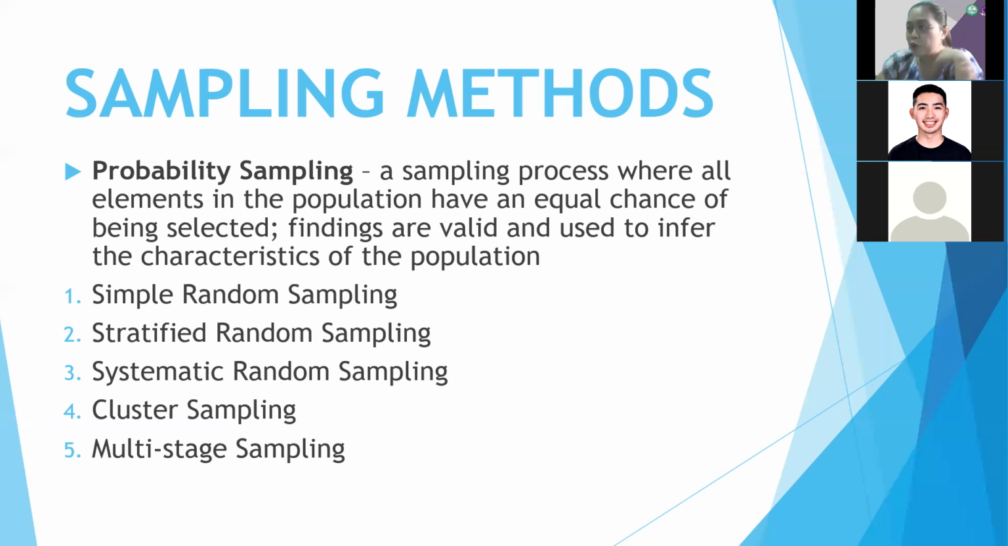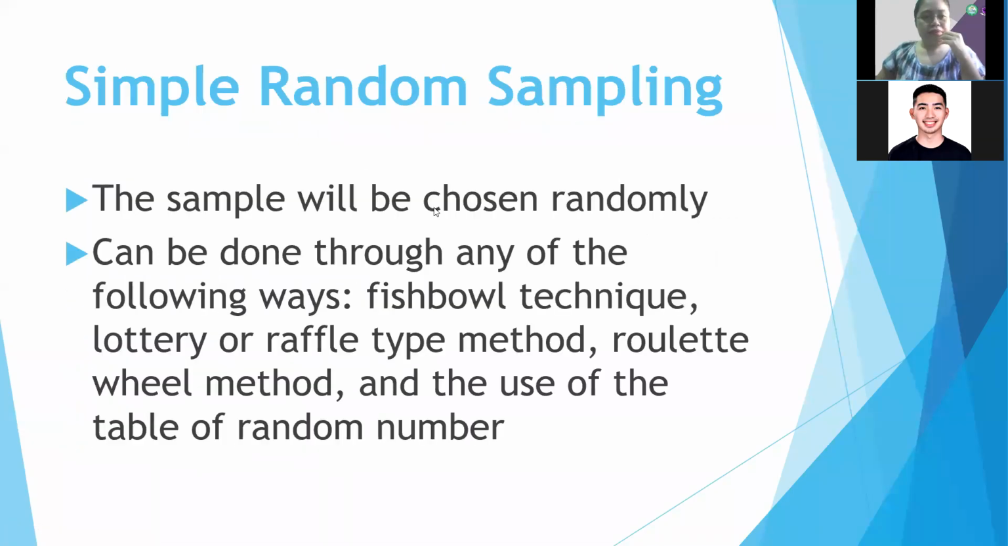I would like to assume na these are not new sa inyo. Okay. Sige, let us start first with the first sampling technique under the probability sampling. We call this simple random sampling. From the name itself, the subjects will be randomly chosen. Again, the subjects will be randomly chosen. Now, this can be done through the following ways.